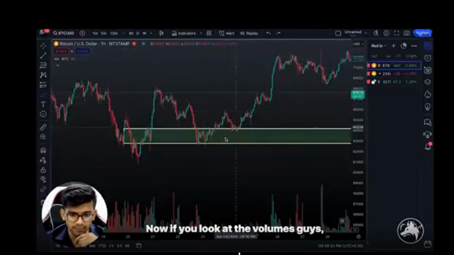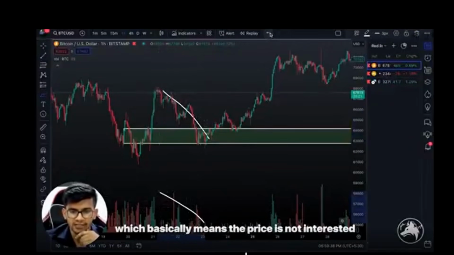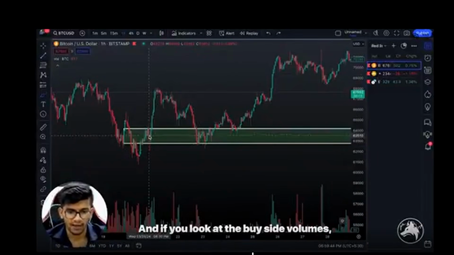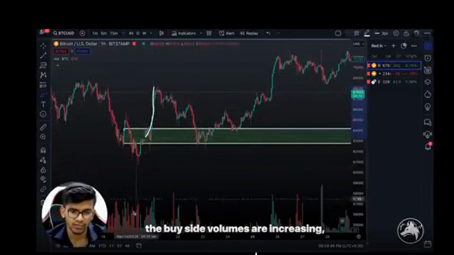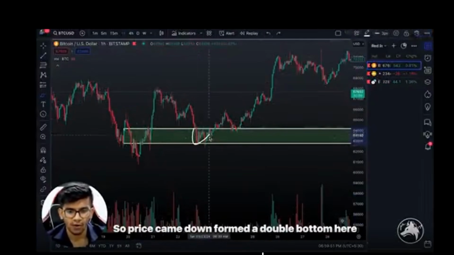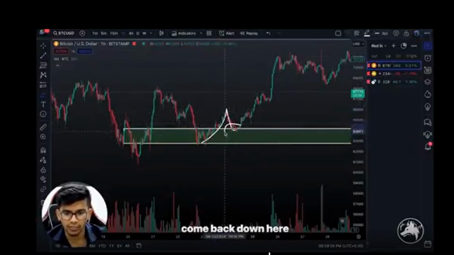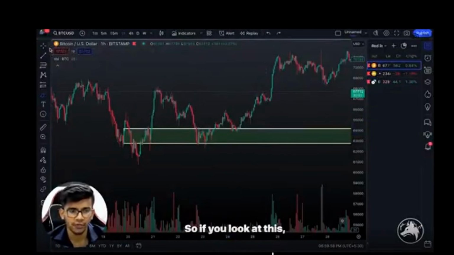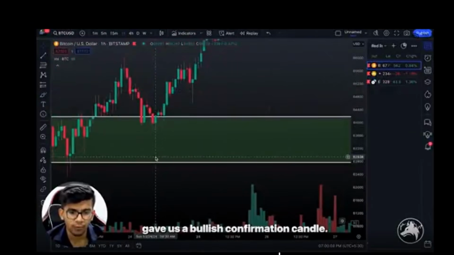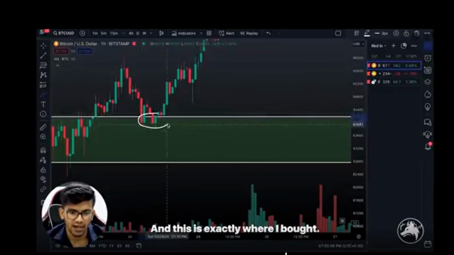Now if you look at the volumes, guys, what does the volume tell you? The volumes are coming down, which basically means the price is not interested in going down, and there's a support region. And if you look at the buy side, volumes are increasing, the prices are going up, and the volume is also going up. So price came down, formed a double bottom here, and we were waiting for the price to go up, come back down here, and this is where we wanted to enter. So if you look at this, what exactly happened? The price came down, gave us a bullish confirmation candle, and this is exactly where I bought.